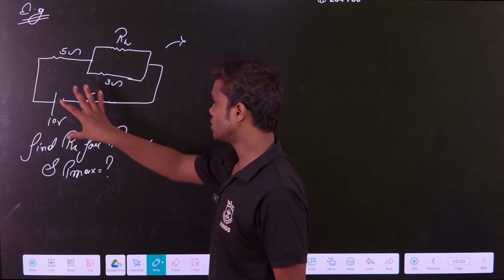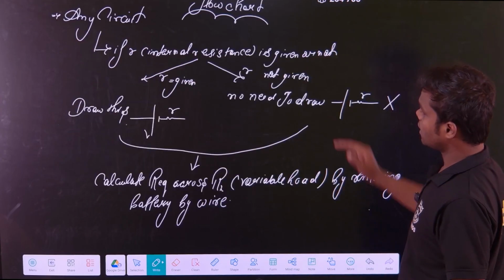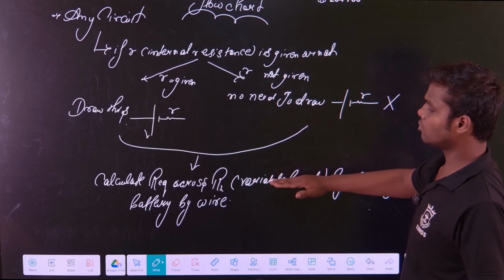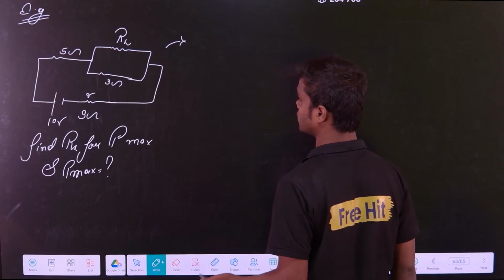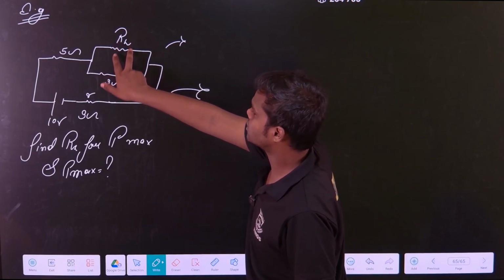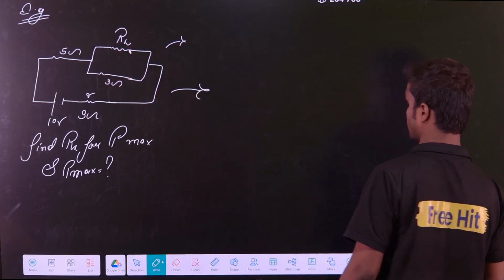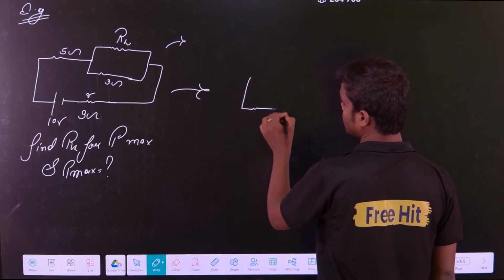So that step is till here. Everything is done here, and you have to directly go to this step. How to apply it? Because that is the only crucial step. First, you have to calculate the R equivalent across RL. Means what you will do? You will draw the same circuit.